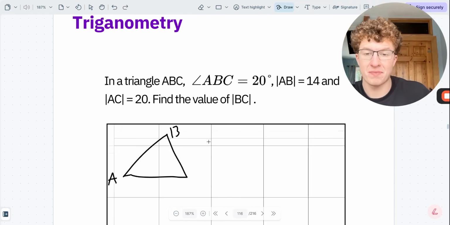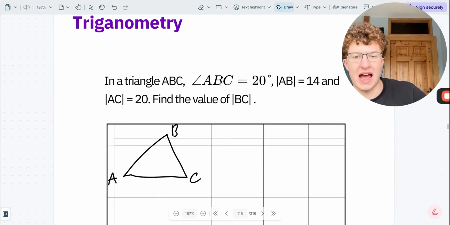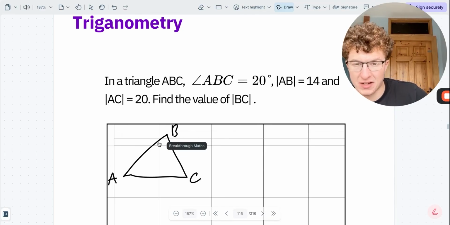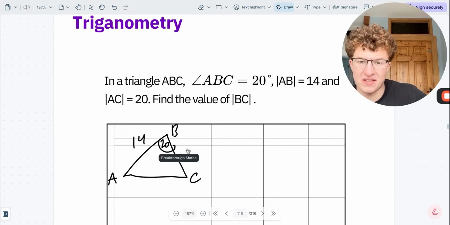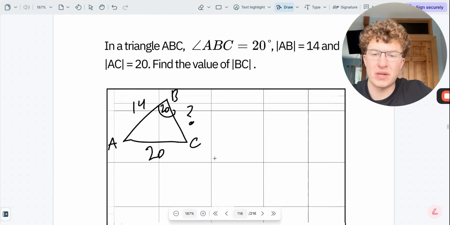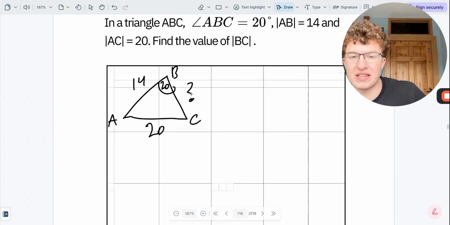That should be a B. And see, the angle always goes at the one in the middle. So it's going to be at B. So here we're going to have 20. AB is 14. AC is 20. We want to find this length here, BC. What are we going to do? If we had multiple angles, we would use the sine rule, but we don't. We only have one angle. We need this side. So we're going to use the cosine rule again.